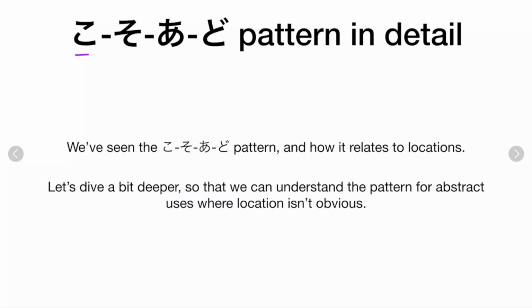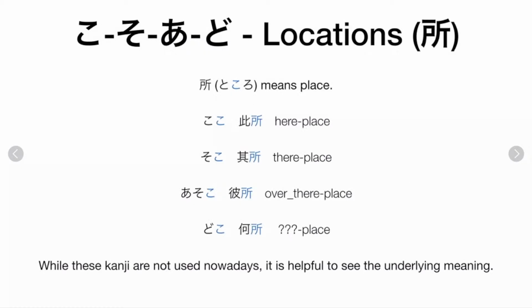Okay, let's look at the koso ado pattern, right? We've seen the koso ado pattern. We know the spheres of influence and how that works, but let's go deeper on this. So here's this idea, tokoro, which means place. And this is where the ko in koko comes from. Here it is written in kanji. Koko, this place. Soko, that place. Asoko, that over there place. And then doko, what place.